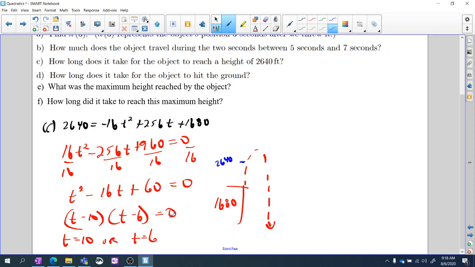How long does it take to reach that? So based on the wording of the question, I think it's asking for the first time. So let's say it took 6 seconds for the first time. But we do realize it actually hit that height again on the way down at the 10-second mark.